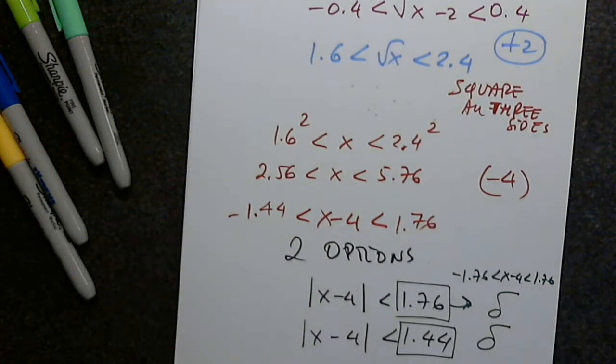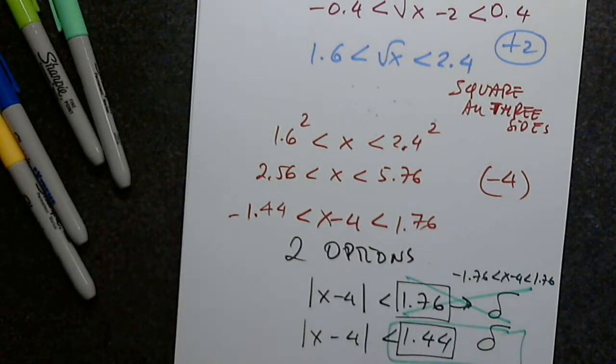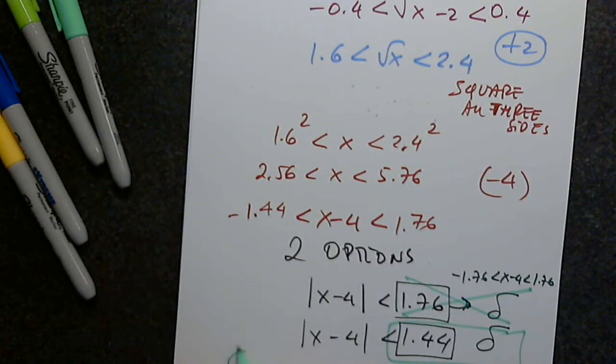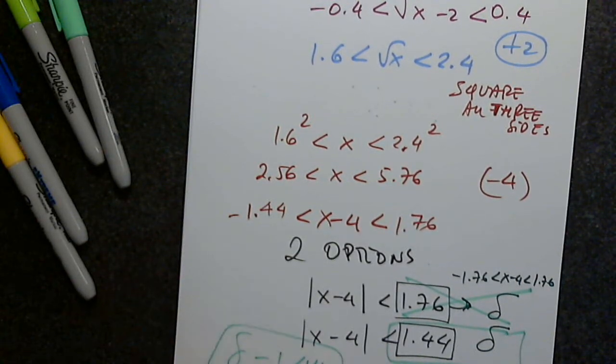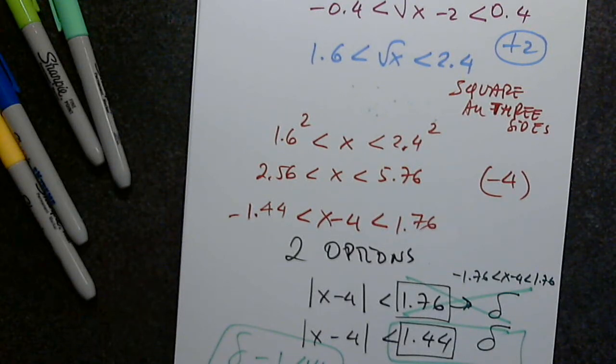So which one is the smallest of the two? Is delta going to be 1.76 or is delta going to be 1.44? So the distance between the x value I pick and 4 cannot exceed 1.44. So delta is 1.44. Any questions?